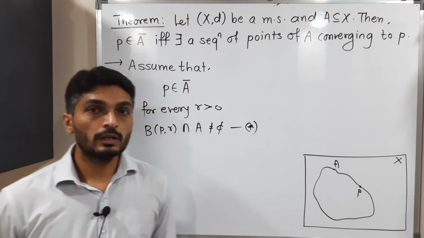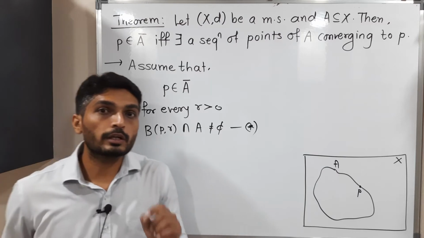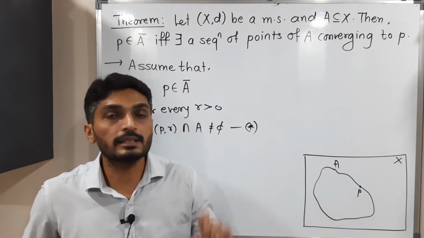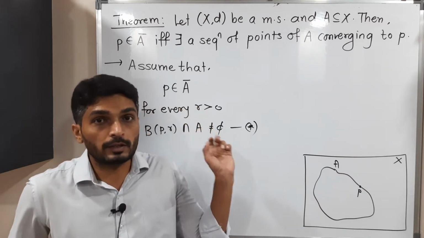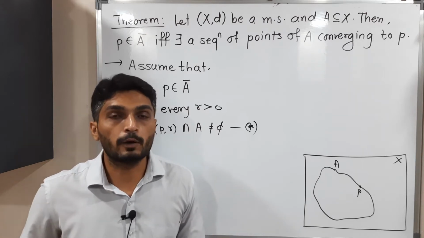See, this definition is similar to the definition of limit point. In limit point, what we do, we write minus singleton P, but here when we are talking about closure of A, we do not write that minus singleton P.